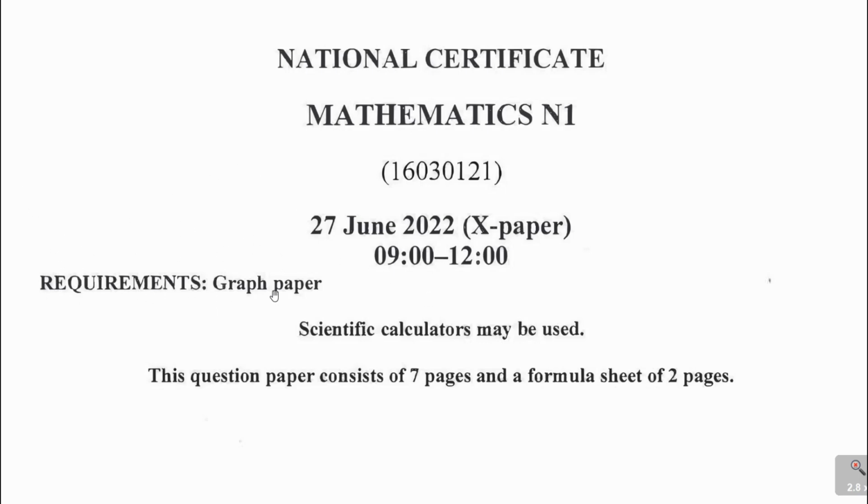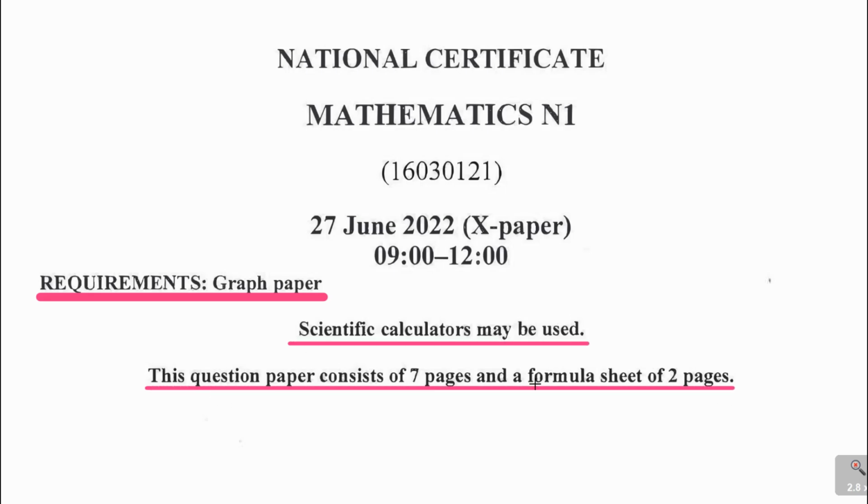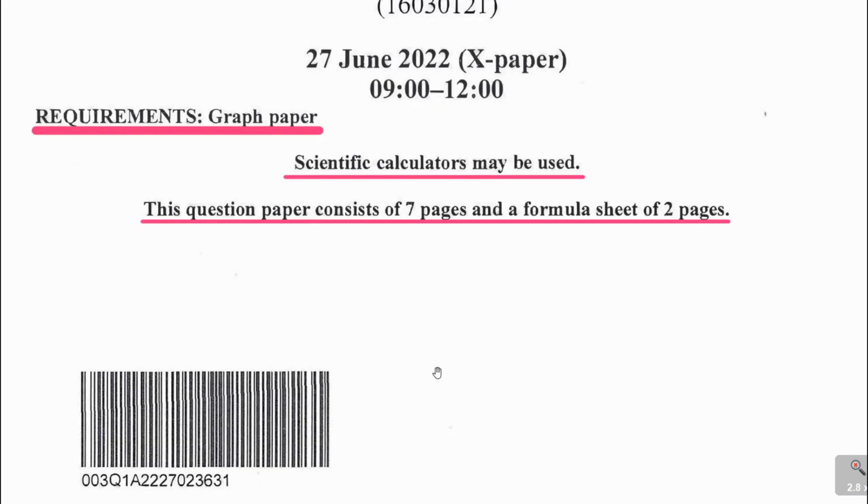It says requirements of this paper. You needed to have graph paper. It's a must. You need graph paper to be able to answer this, and also scientific calculators you can use. And it says this paper consisted of 7 pages and 2 pages of formulas. This is the unique code of the paper, and let's go through these.